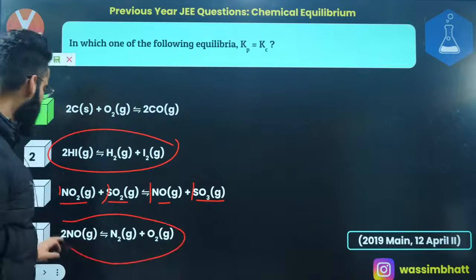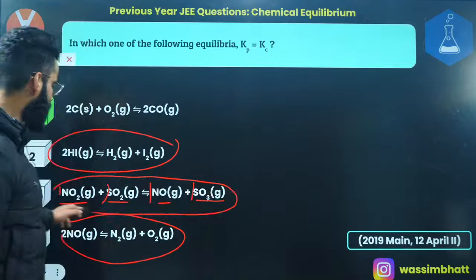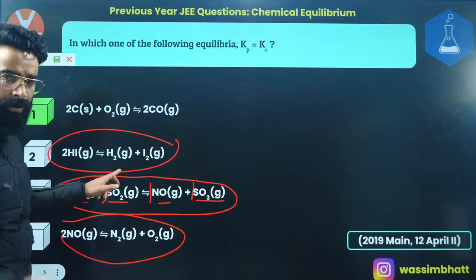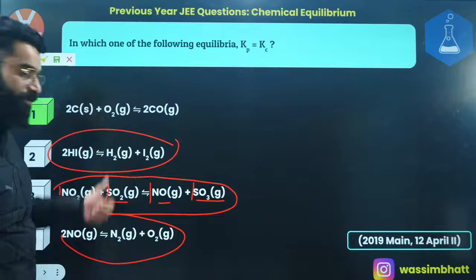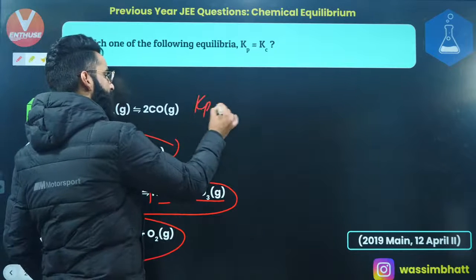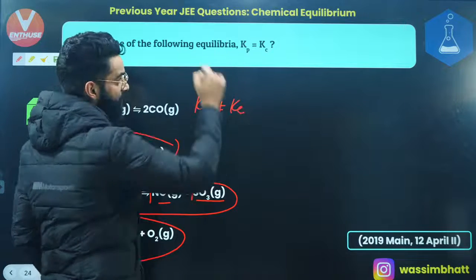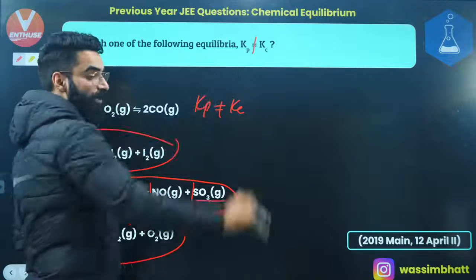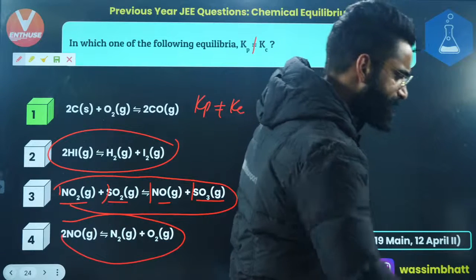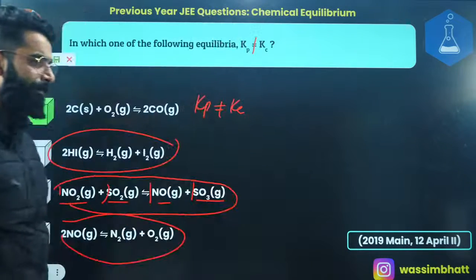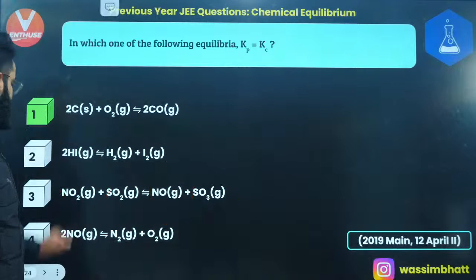So in all the three reactions, second, third, and fourth, delta Ng is 0. So in all the three reactions, Kp will be equal to Kc. In the first one, delta Ng is not equal to 0. So Kp won't be equal to Kc in the first one. Right? This should be the question: in which of the following Kp is not equal to Kc? Right? I'm sure it's clear now. Yeah? Perfect. Okay, moving on to one more then.